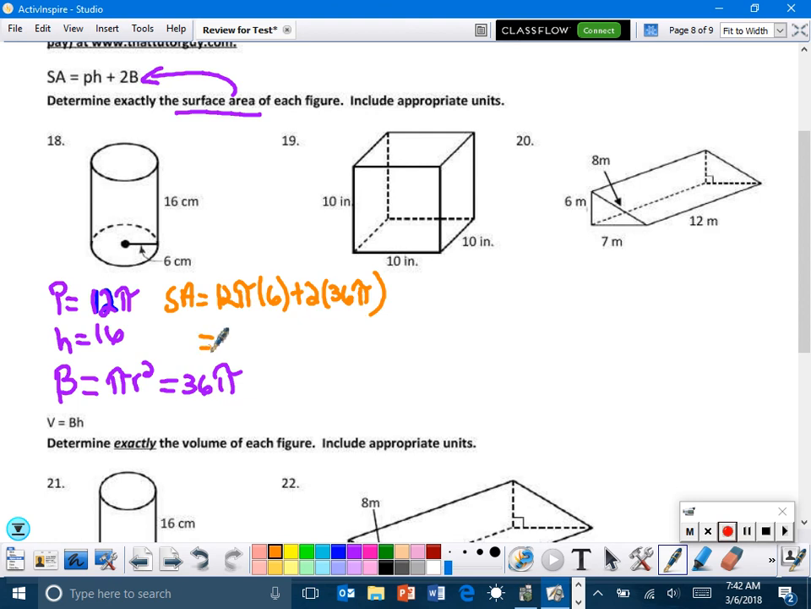Okay, if you simplify that, you get 192 pi plus 72 pi, and I do not want you to touch pi, I want you to leave it alone. So the final answer is 264 pi centimeters squared.